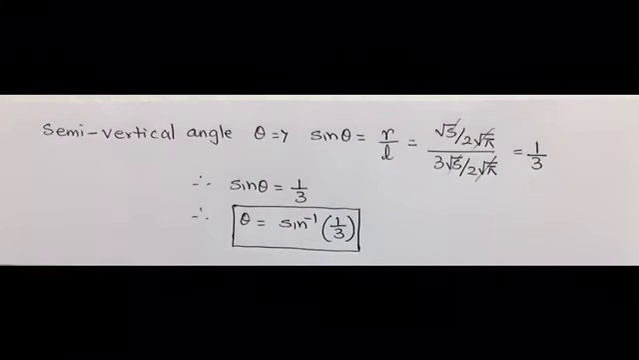So this is how semi-vertical angle is calculated when the volume is maximum. The most important thing over here is calculating each and every term perfectly, as well as calculating the derivatives perfectly.